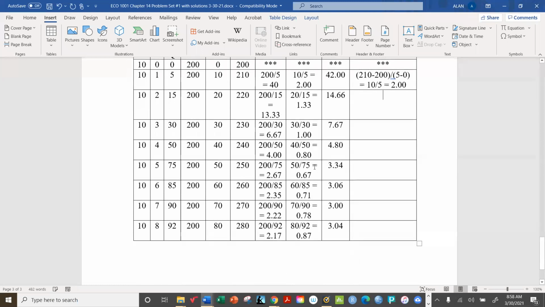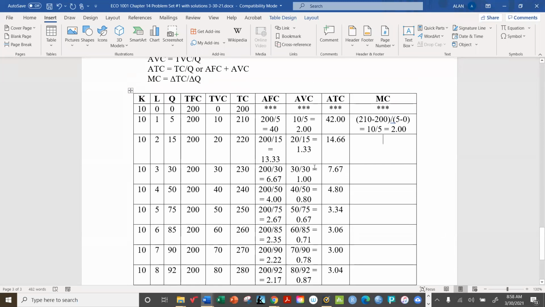It doesn't really matter how tall this thing is. The key is you need to be able to see what you're doing. So for the next one, total cost went from 210 to 220, while the output went from 5 to 15. So you've got a ratio of 10 over 10, which is 1.